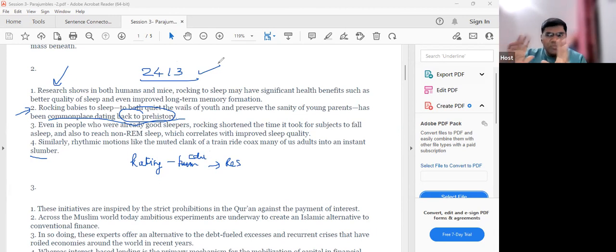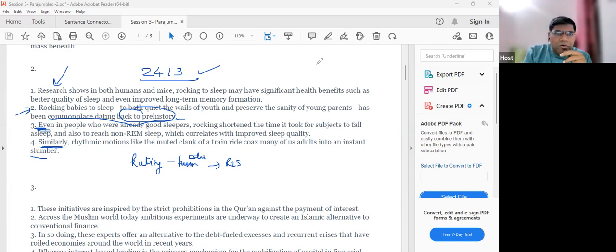4 sentences are much more manageable. 5 sentences become too long. Clear to everyone, how we have used the adverb similarly and the adverb even to connect the sentences and get the right answer. Everyone is clear? Good. It is easy, not difficult at all.